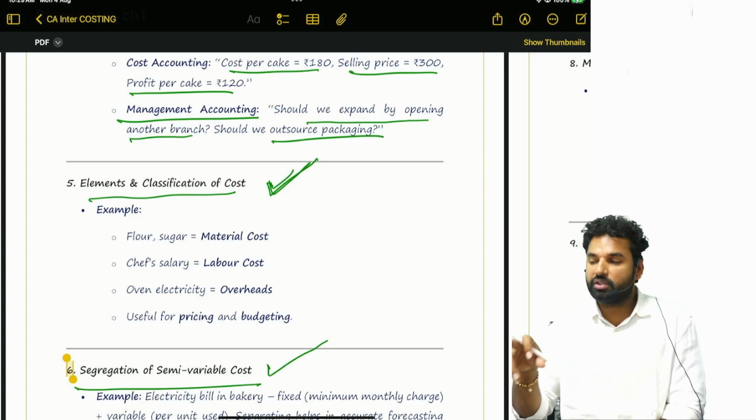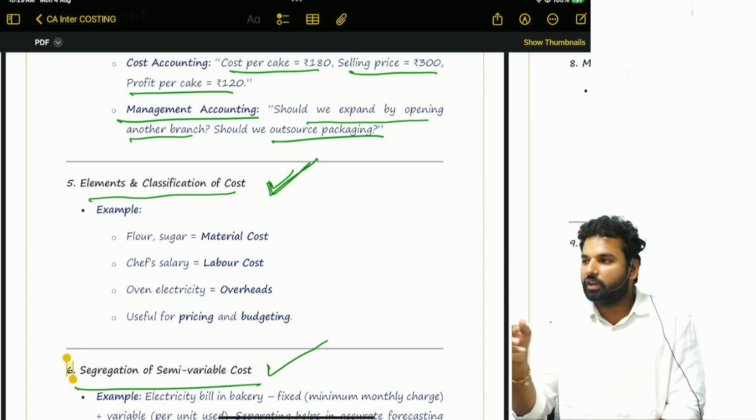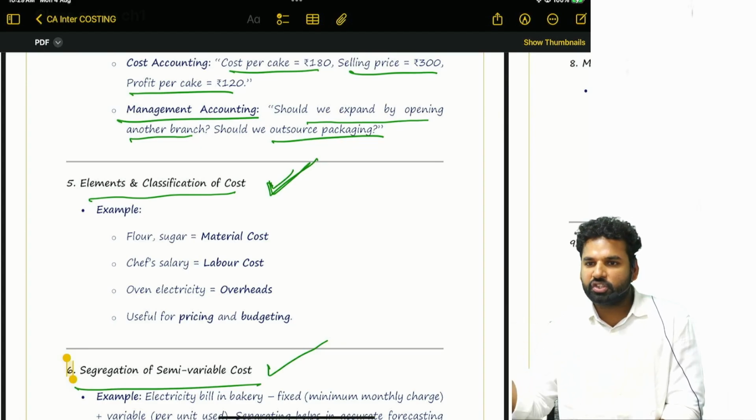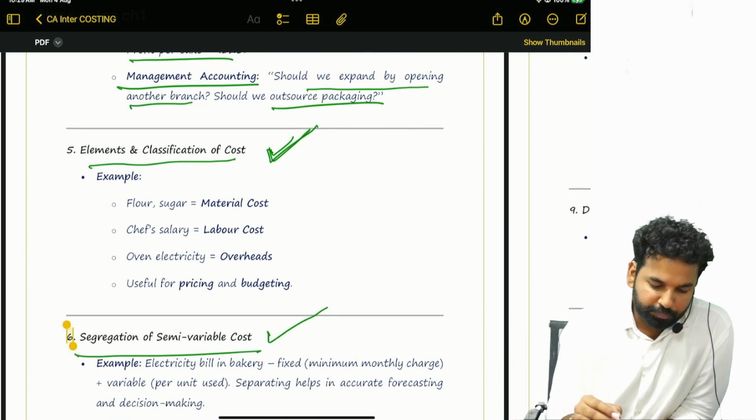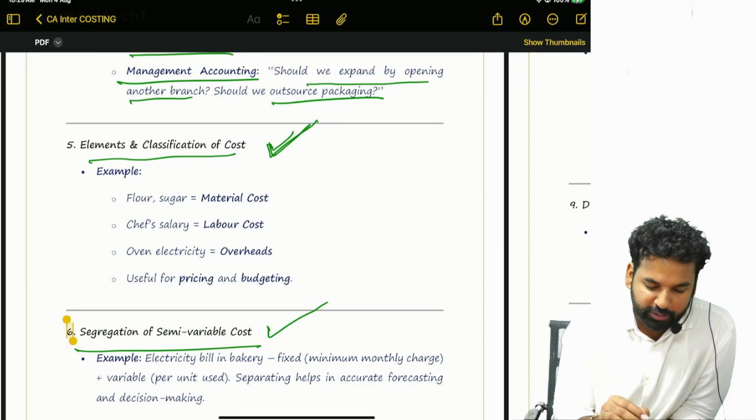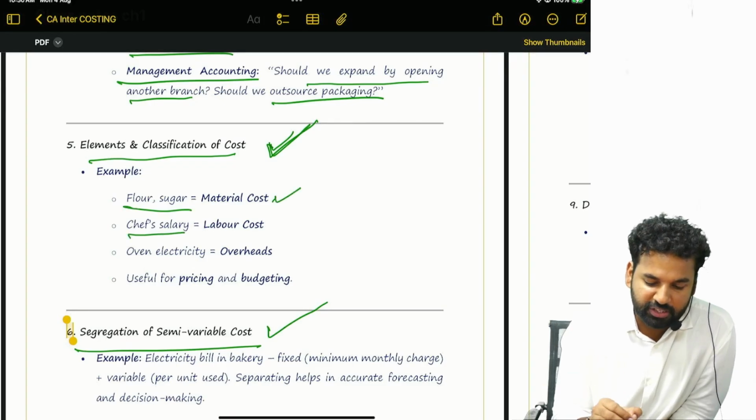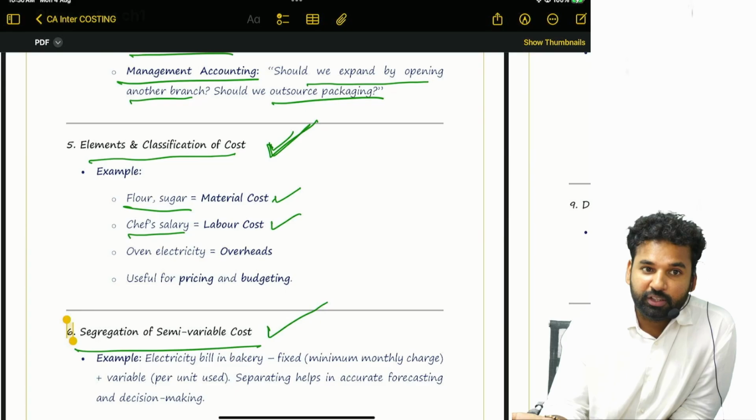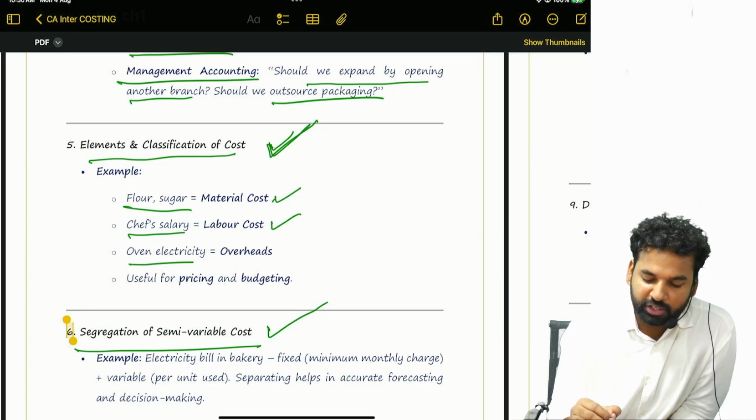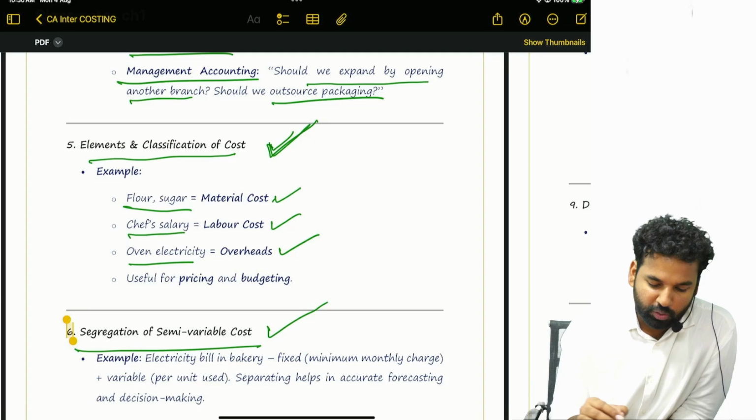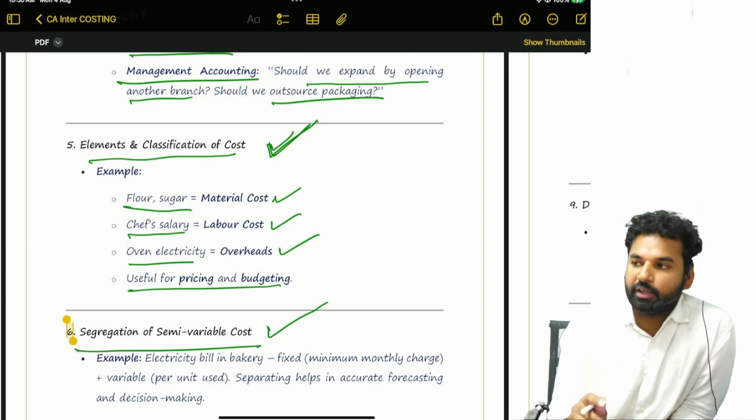In that overheads also sub-classification is there. So what is the factory overheads or structure overheads? Next, administration overheads. Next, like this. So with respect to the bakery, flour and sugar are the material costs, direct material. Chef salary is labor cost, direct labor. Oven electricity is expense, direct expense. Overheads. So useful for pricing and budgeting.